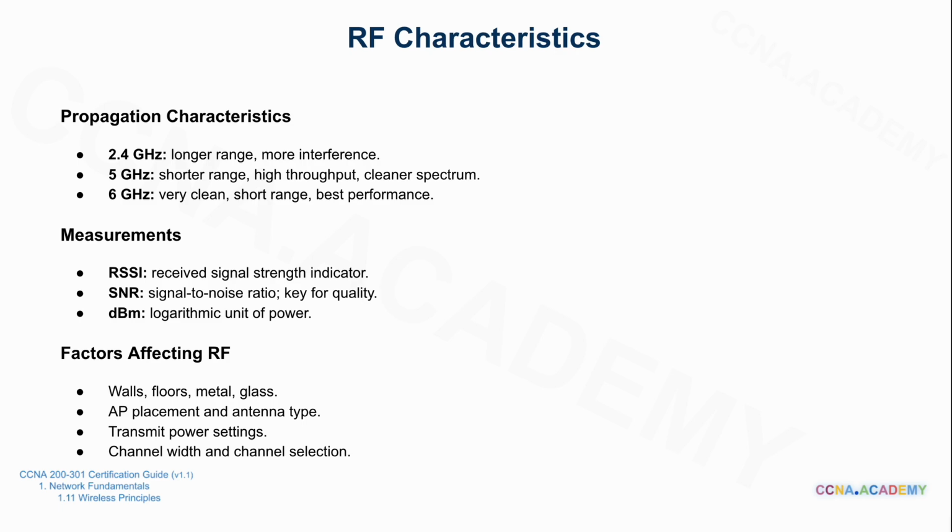Lower frequencies like 2.4 GHz travel farther but suffer more interference, while higher bands like 6 GHz offer clean spectrum with shorter range. Measurements such as RSSI and SNR help us assess signal quality, and factors like walls, placement, and antenna type influence overall performance.